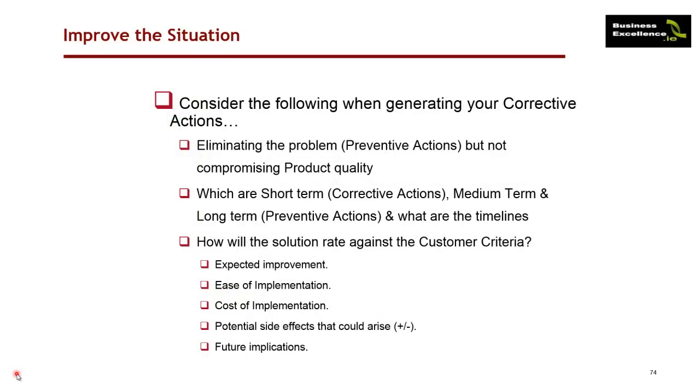When we look at improving a situation, it's very important to consider several things. The corrective action or the solution you're going to implement, first of all, needs to eliminate the problem. But we also need to be careful that it doesn't compromise some other critical parameter. So for example, safety, cost, time to implement, etc.